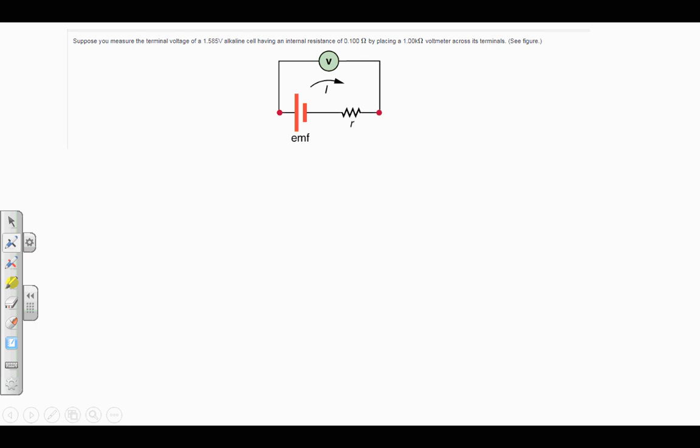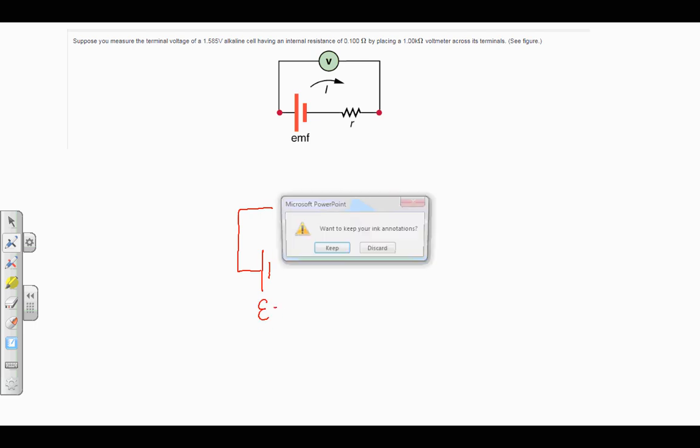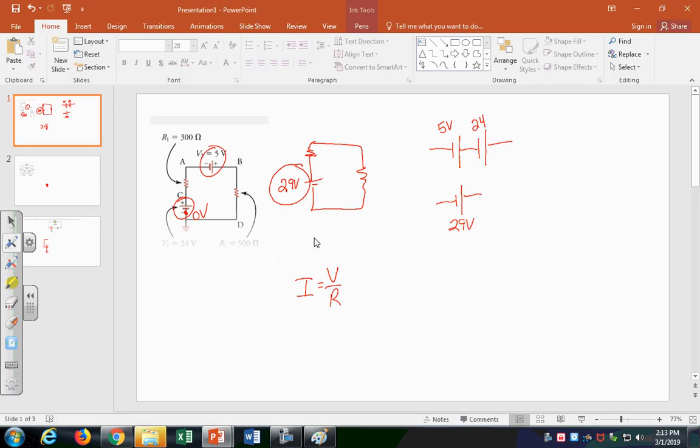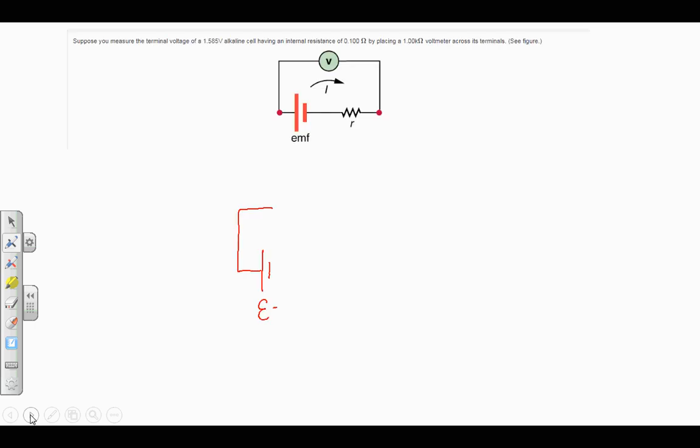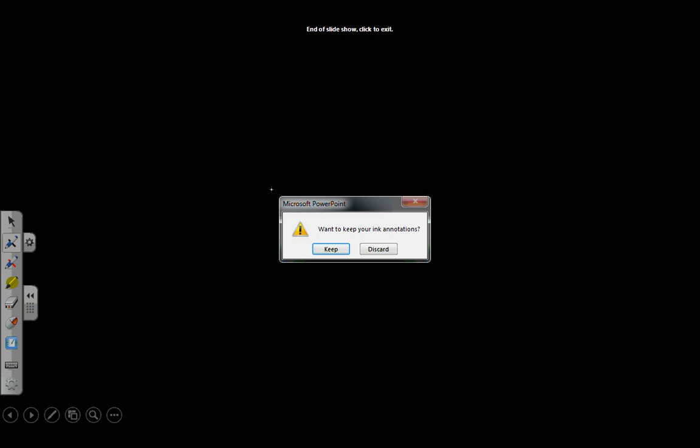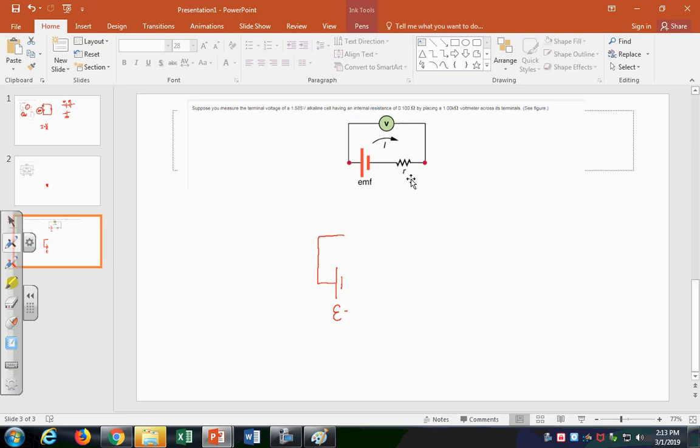So what this tells us is that, oh, this is a good question. I have my battery. I don't know what E is, do I? Yeah, it's 1.585. No, that's the terminal voltage. So the terminal voltage is what I read over the voltmeter. I have 1.5. Oh, I'm sorry. I don't usually use PowerPoint. Looks like technology is not on your side today.